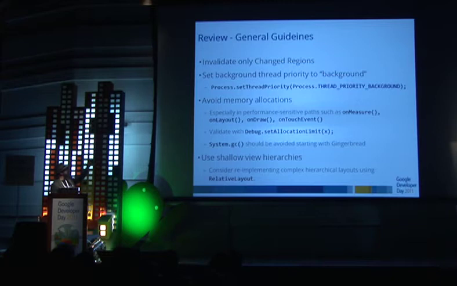We want to avoid memory allocations in our draw calls, because that'll cause the virtual machine to have to do a garbage collection. And you'll see the app go like this. And there's nothing worse when you're scrolling with your hand and it jitters. So we want to try to make sure that nothing actually allocates memory while we're doing scrolling. And we also want to use shallow view hierarchies. You can create very complicated things, and Android does pretty well with it up to a point, but it has to do a lot of additional calculation.